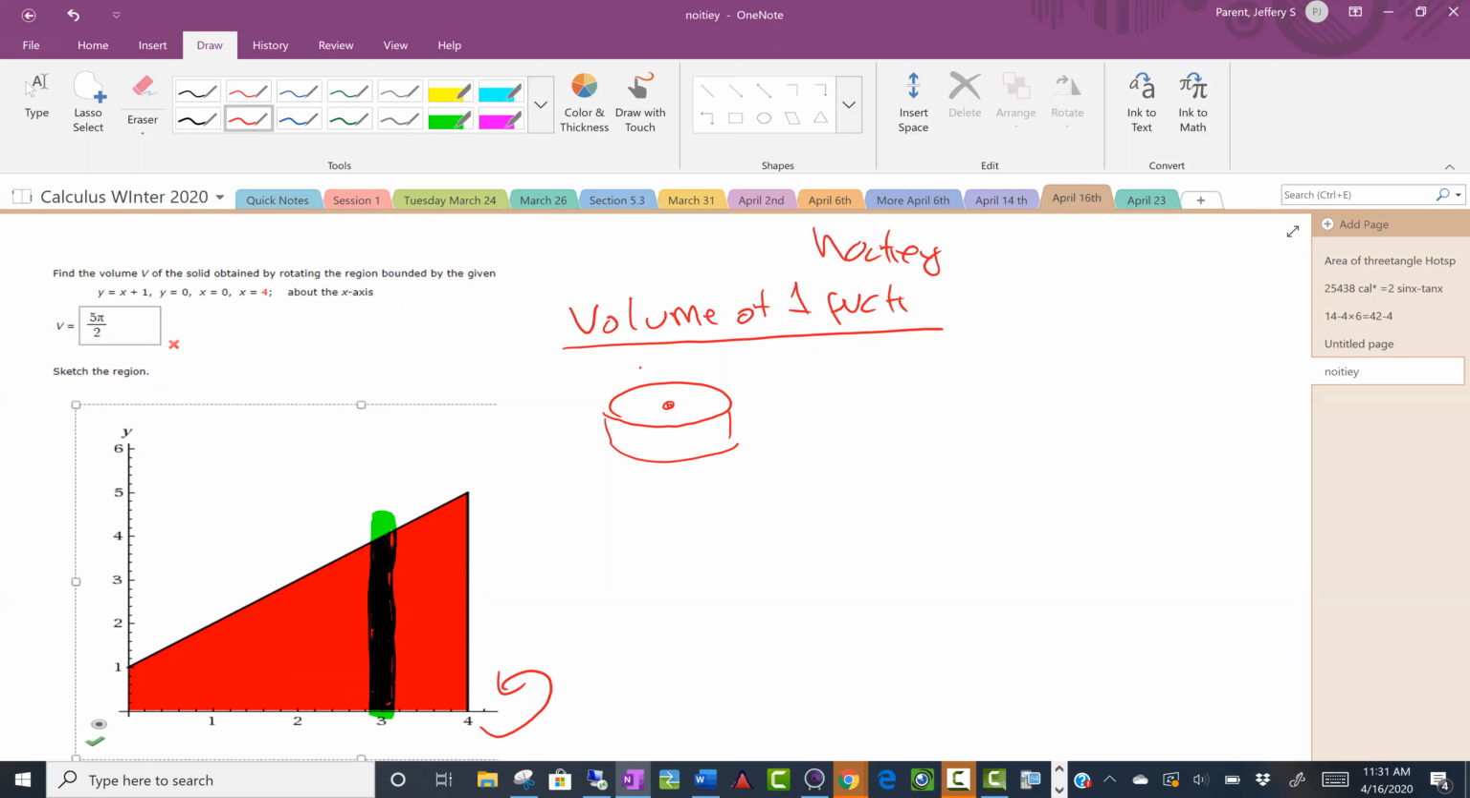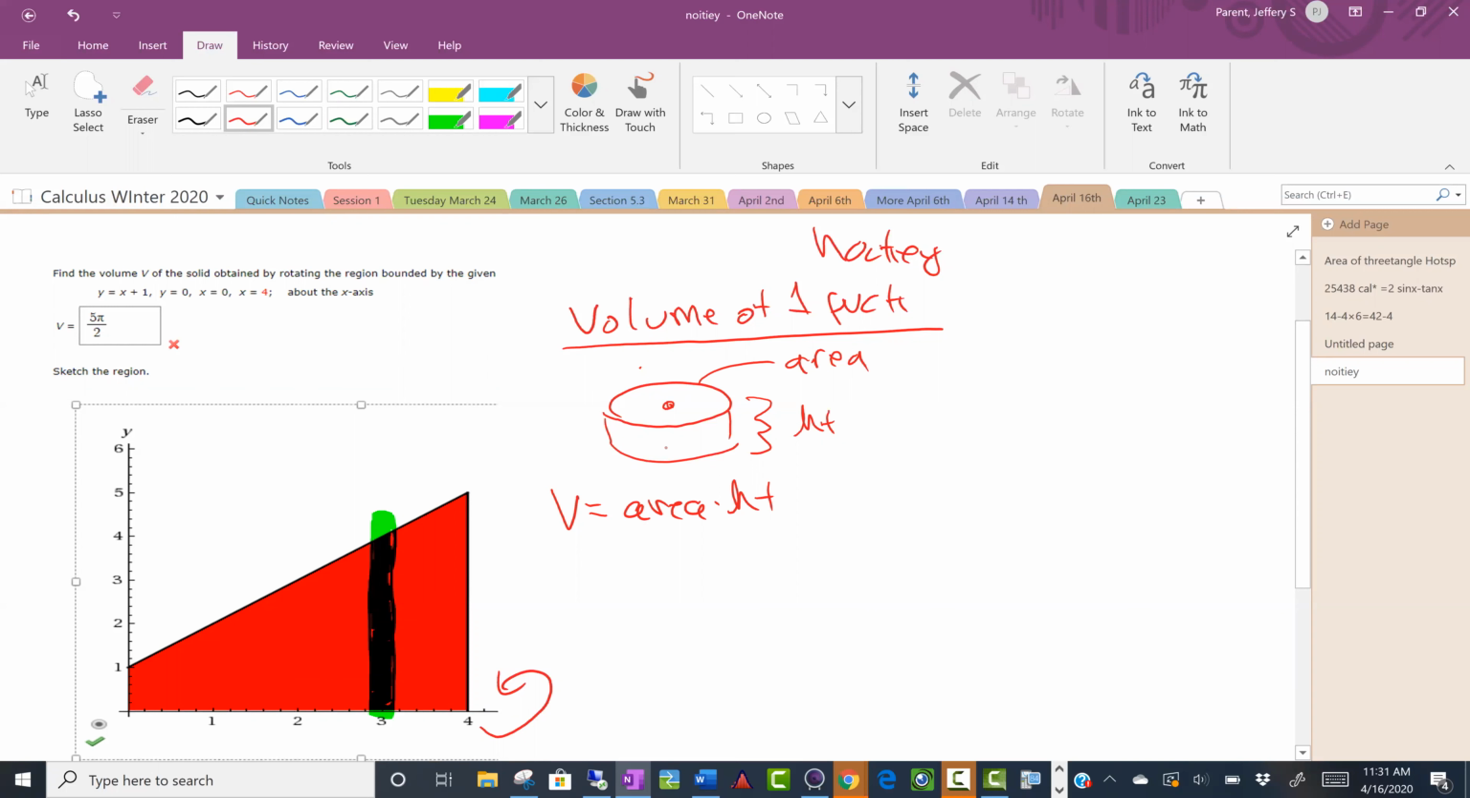Now I want to find the volume of that one puck. And the way I like to think of the volume is I again want to break it down. It's going to be the height times the area, so area times the height. Let's take a look at our slice over here. That slice, when we rotate it around, gives us this hockey puck, which also looks kind of like a roll of toilet paper. Maybe that's indicative of the times we're in, I don't know.